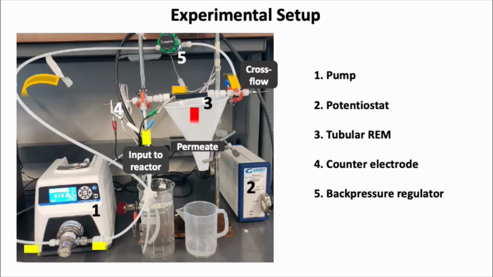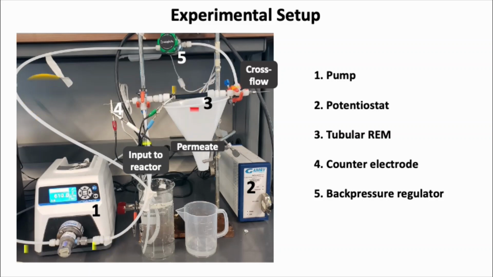So here we have an image of the experimental setup that we're using in the lab to test this technology. So this represents a single stage. We have our pump that's going to circulate the water through the center of the membrane. We have our potentiostat, which is shown at the bottom right. This controls the potential and currents. We have, of course, our tubular REM, which is the black membrane in the center of the image. We have our counter electrode, which is a stainless steel rod that runs through the center of that membrane. And we also have our back pressure regulator.